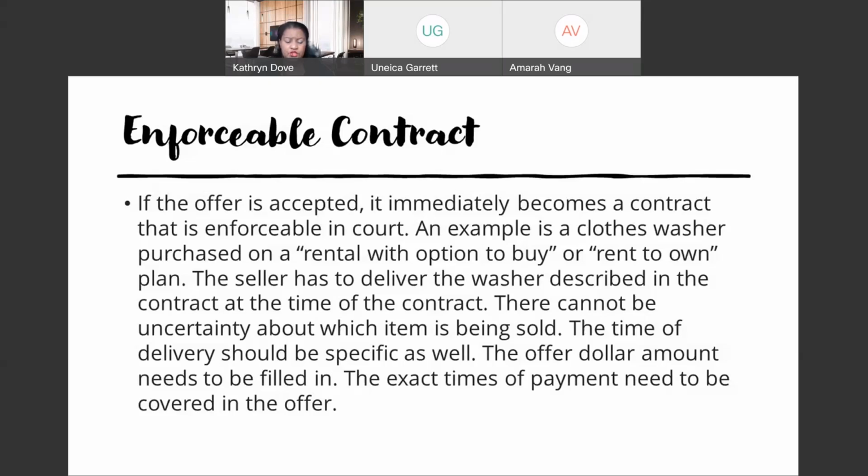The time of delivery should be specified and the dollar amount needs to be filled in. The exact times of payment need to be covered in the offer.